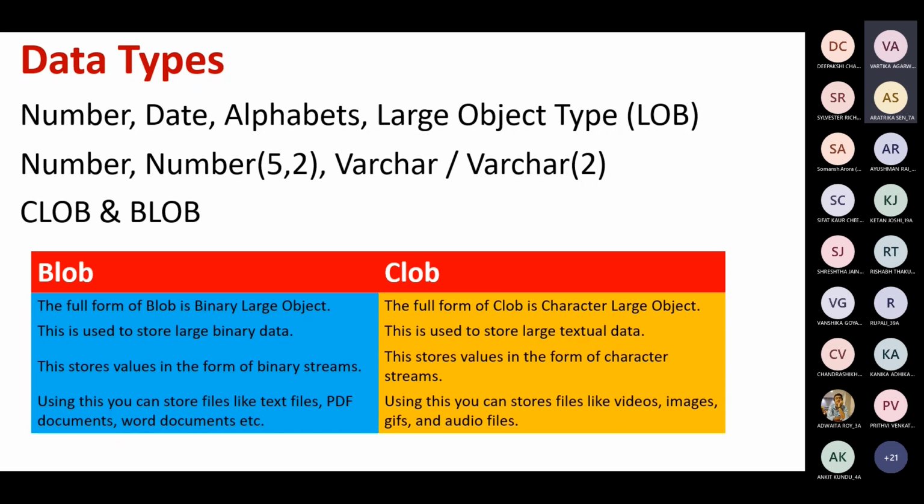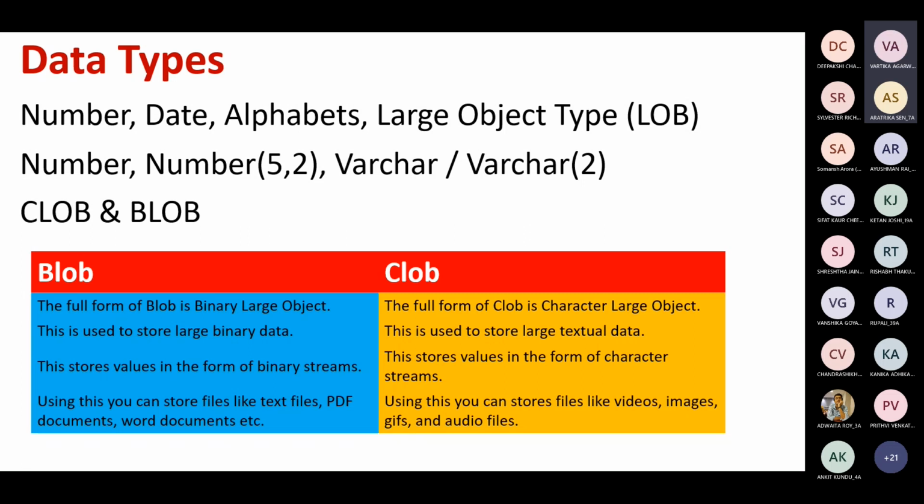Suppose I am saying 52.323, then Sumit, tell me what would be the type? What would be the data type for my data, which is 52.323? A float. It can be float. No, that is okay. That would be represented as number of 5,3.